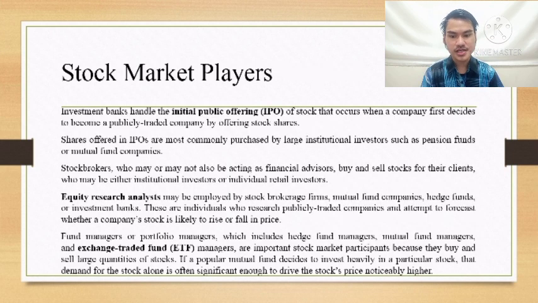Stock market players. Investment banks handle the initial public offering of stock that occurs when a company first decides to become a publicly traded company by offering stock shares. Shares offered in IPOs are most commonly purchased by large institutional investors such as pension funds or mutual fund companies. Stockbrokers, who may or may not also be acting as financial advisors, buy and sell stock for their clients, who may be either institutional investors or individual retail investors.